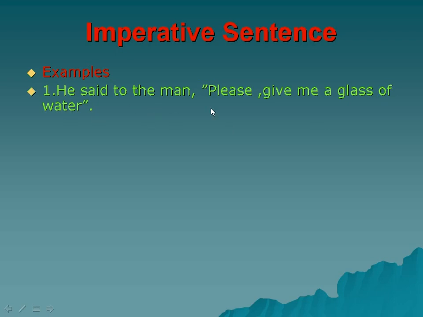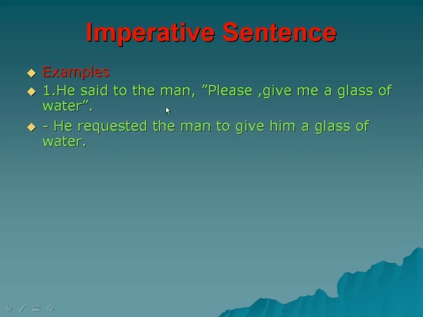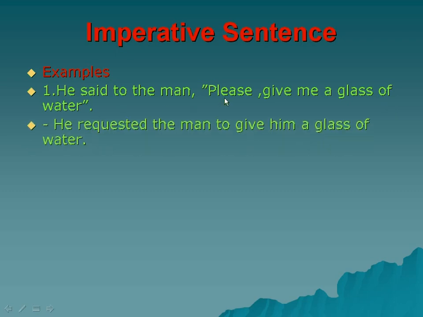He said to the man, "Please give me a glass of water." When there is please in the sentence, we notice that there is a request by him to that particular man. So we have to take the reporting verb requested while doing indirect narration. He requested the man to give him a glass of water.